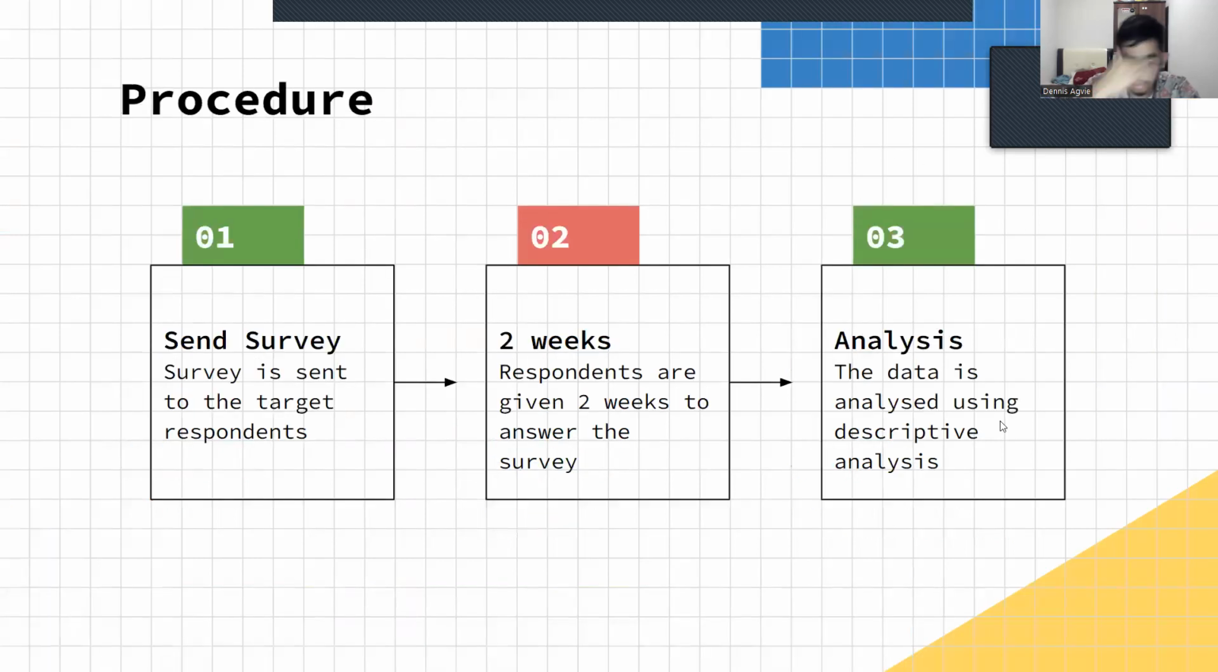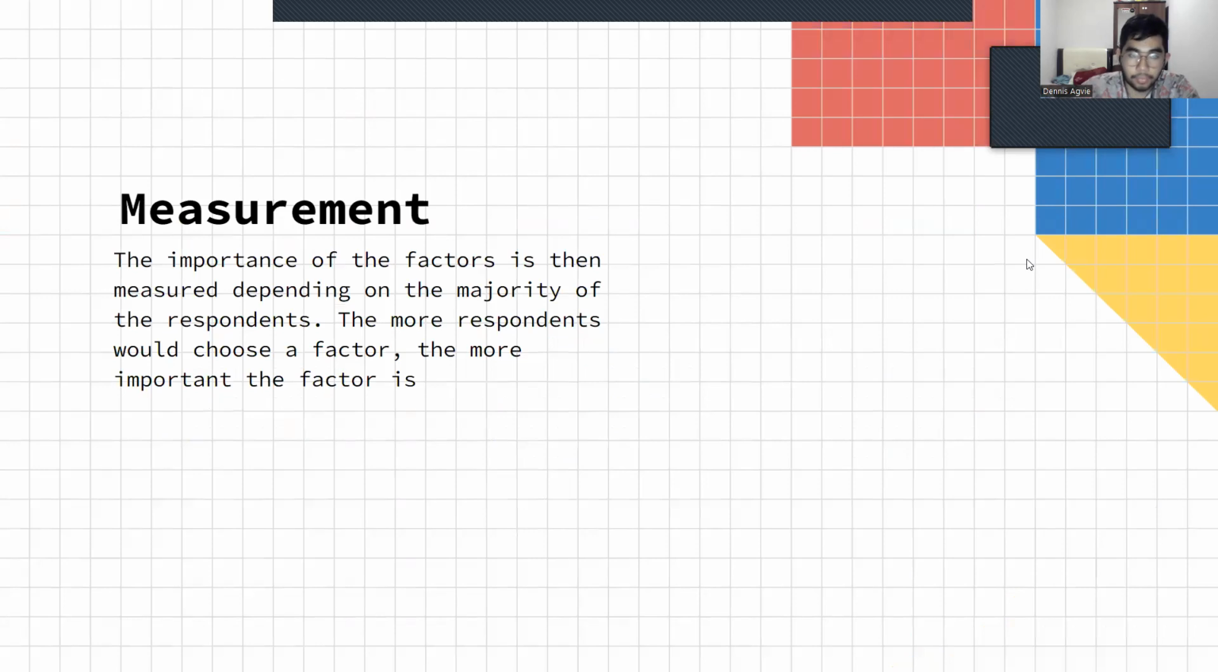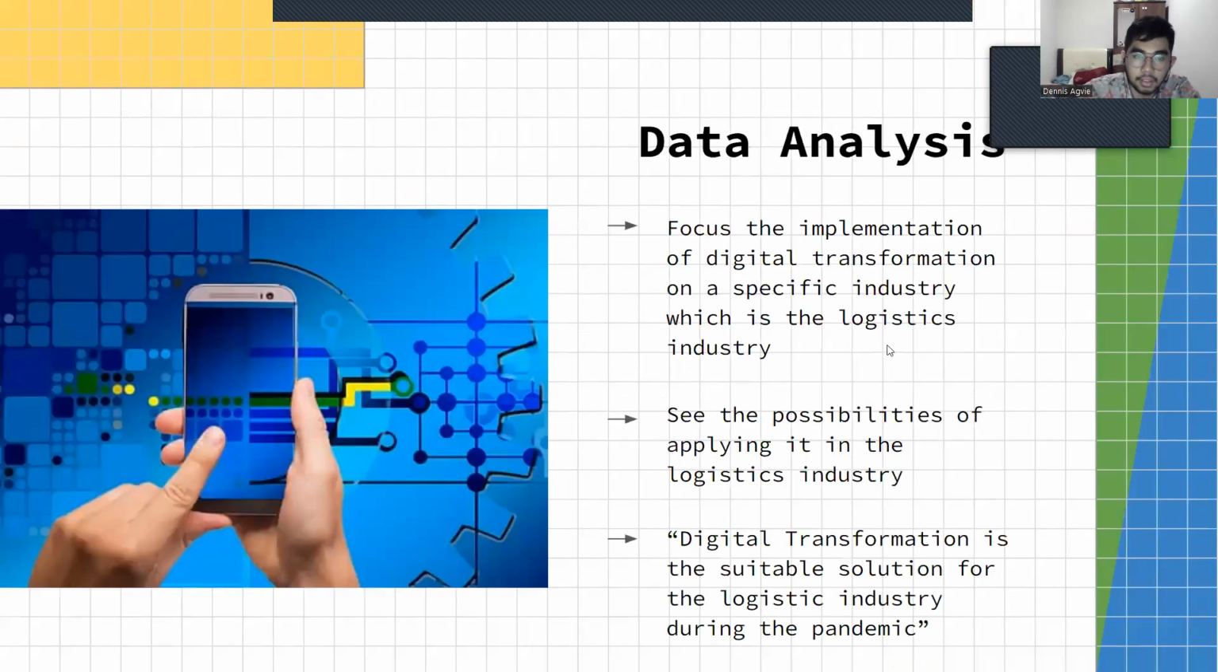Now, moving on to procedure. First, the creation of the survey, starting from the target category to the questions, which focus on the importance of factors of career services and how digital transformation can improve those factors. Then the surveys are shared to the respondents. The survey will last around 2 weeks for respondents to answer. The data is then collected and analyzed using descriptive analysis. For the measurement, the importance of the factors is measured depending on the majority of the respondents. The more respondents choose a factor, the more important the factor is.